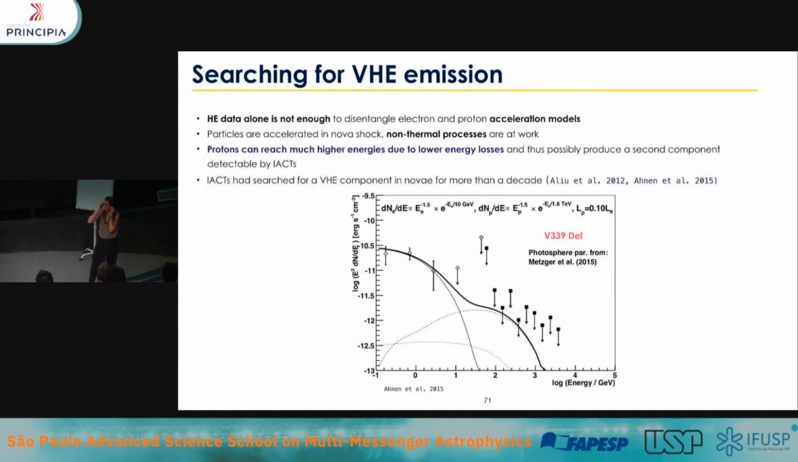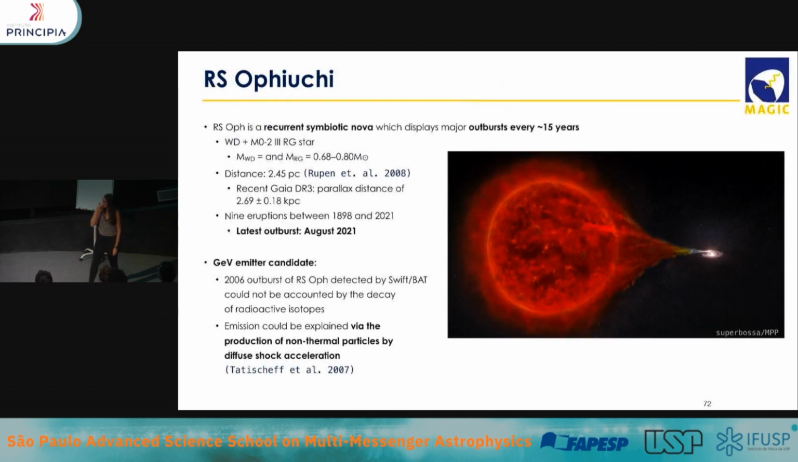For many years, all the Cherenkov telescopes were trying to detect novae at very high energies. We have a lot of theories saying that yes, we could expect them. If you have a hadronic scenario, protons can really reach super high energies. So if there is proton acceleration, you can indeed detect gamma rays, or maybe you can have a second component in your spectrum. So for many years we were searching.